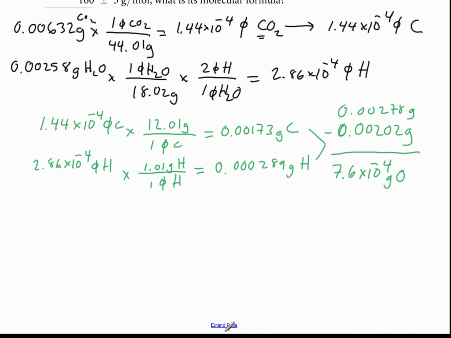And real quickly, I'm going to go ahead and multiply that times my mole ratio, or not my mole ratio, I keep saying that, divided by the molar mass, so 16 grams of O, 1 mole of O. Grams would cancel when we multiply these out, and I'm going to end up with 4.75 times 10 to the negative fifth moles of oxygen.